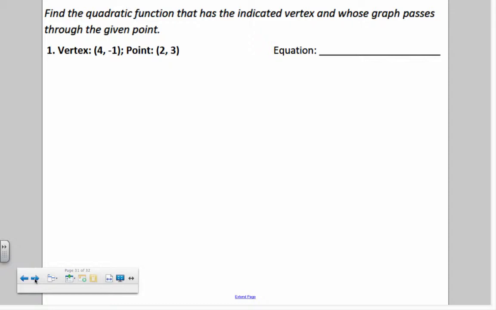I'm going to write it in vertex form because that seems to me like the easiest way to do that versus writing it in standard form. The reason is that I have a vertex given, which means I have my h and my k. Vertex form of a function is y equals a times (x minus h) squared plus k. I have an h and a k, and I also have an x and a y, so I have all these things in this equation. The only thing that I'm missing is the a.